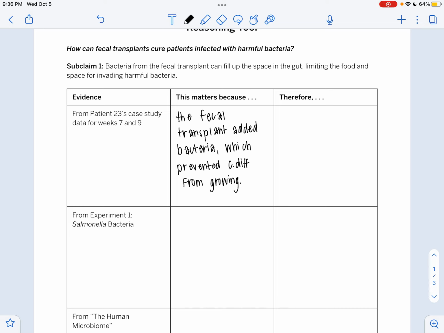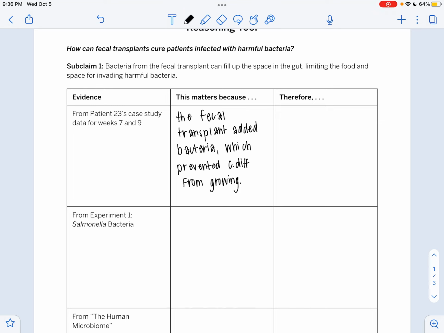Now, we've written why our evidence matters. Patient 23's case study shows that after a fecal transplant, there is more healthy bacteria in the gut, which can prevent harmful bacteria from growing. Therefore means a conclusion, or what are we taking away from this evidence and the reason why it matters? I'm going to leave that part to you.